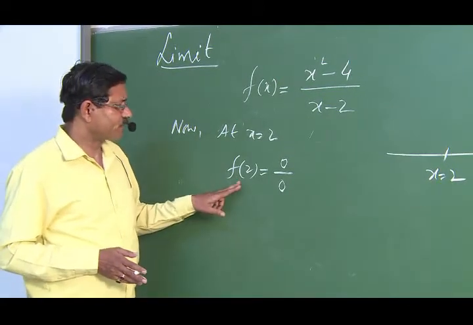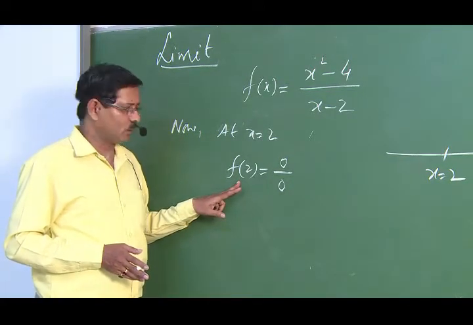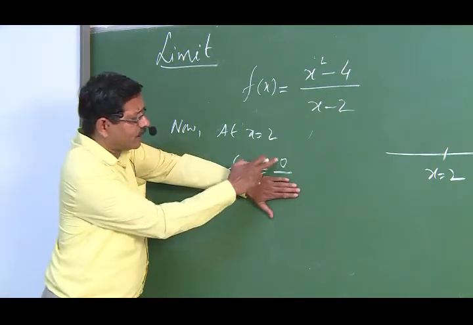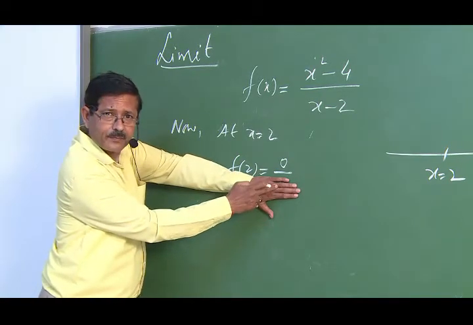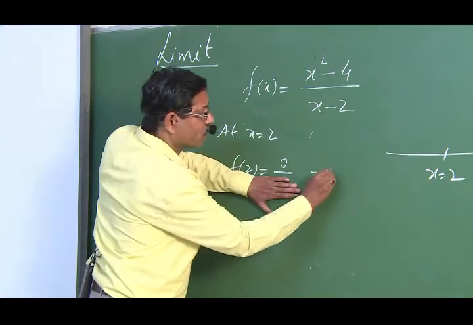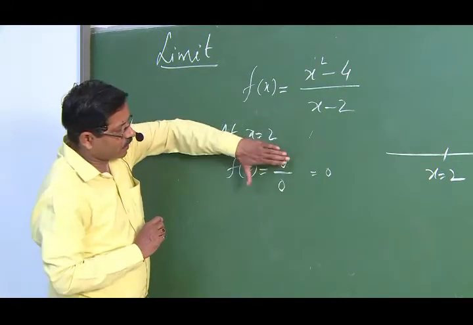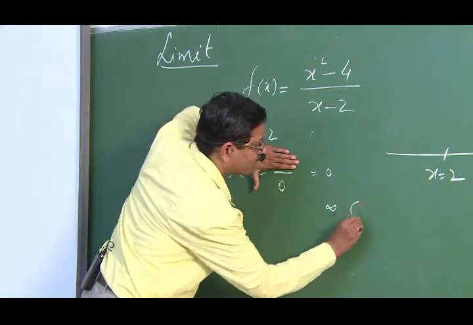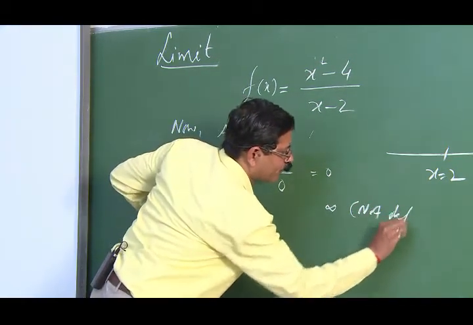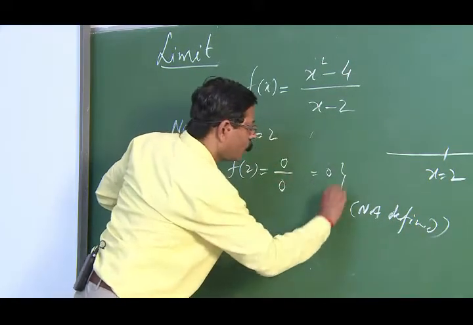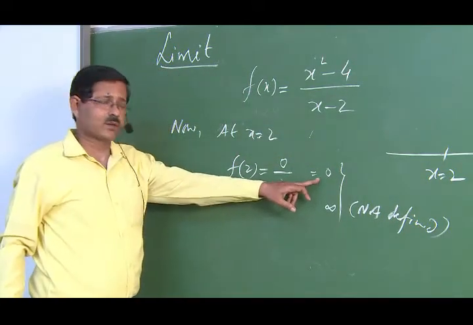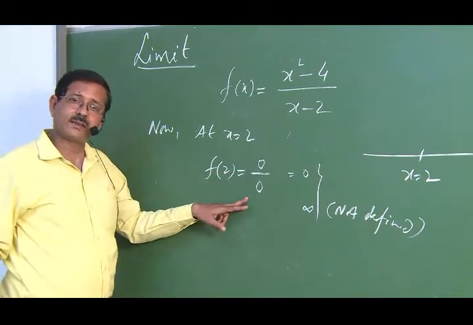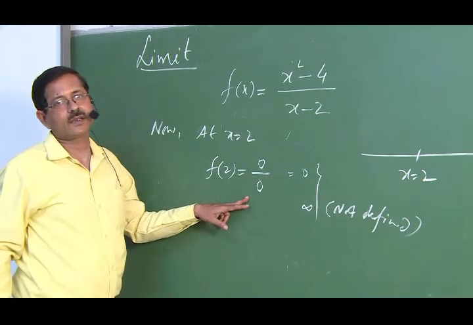Now look here, f(2), the value of the function at point 2, is 0 by 0. Now consider 0 as a number. So number 0 divided by a number, what will you get? You will get 0. Okay, now a number divided by 0, you will get infinity, which is not defined. So you will get two distinct values, 0 and infinity, which is not unique. So 0 by 0 is a meaningless expression or indeterminate form.